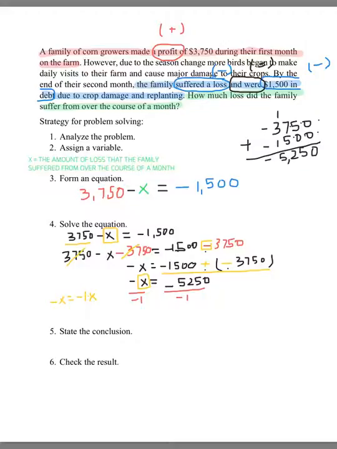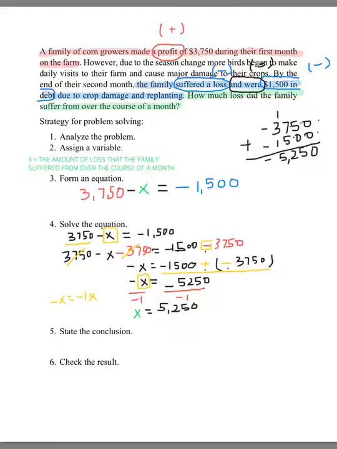So then on the left-hand side, we're going to be left with a negative x divided by a negative 1. Well, that's going to give us simply x. Bring down the equal sign. And then on the right-hand side, we're going to have a 5,250, which is negative, divided by a negative 1. And that's going to leave us with 5,250. So that's our value for x.